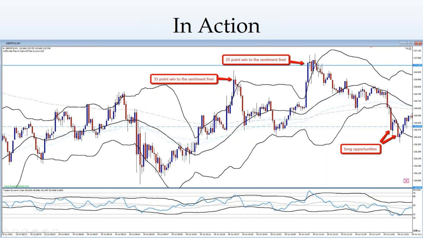Now check this one out. Oh, we just had this one on the last slide. Yeah, 25 pips right down to the sentiment. Now, we don't hold them that long. You can if you want, but we really don't.